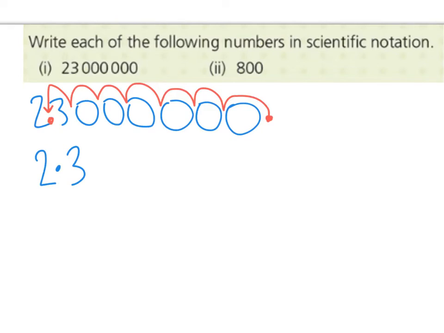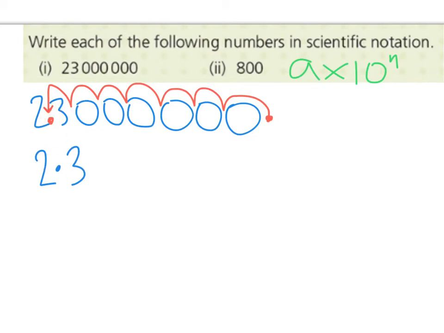Remember, scientific notation is always in the form of a times 10 to the power of n. So the a must be some number in between 1 and 10, and 2.3 is definitely in between 1 and 10. So the trick is you just move the decimal until it's in between the first and the second digit.